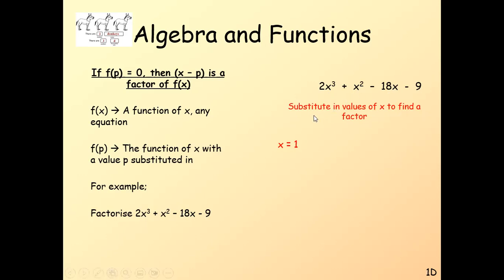So the next number will be 1. If you put x equals 1, then 1 cube is 1, 2 multiplied by 1 is 2, plus 1 square is 1, minus 18 times 1 is 18, and -9. If you simplify all this, your answer will be -24. It means that x equals 1 is also not a factor of this expression. Similarly, by checking with x equals 2, your answer will be -25. It means that x equals 2 is not a factor.